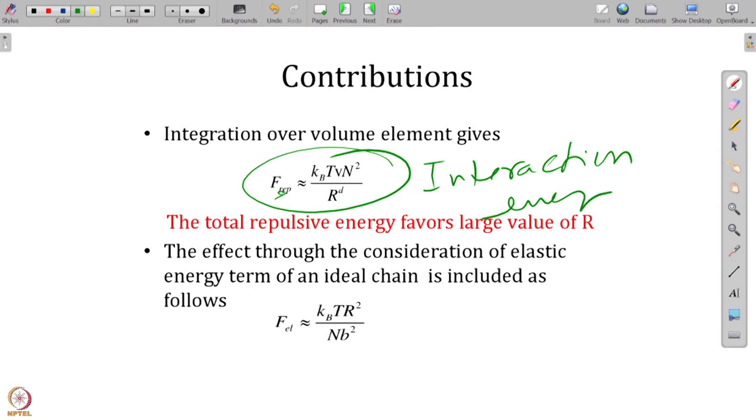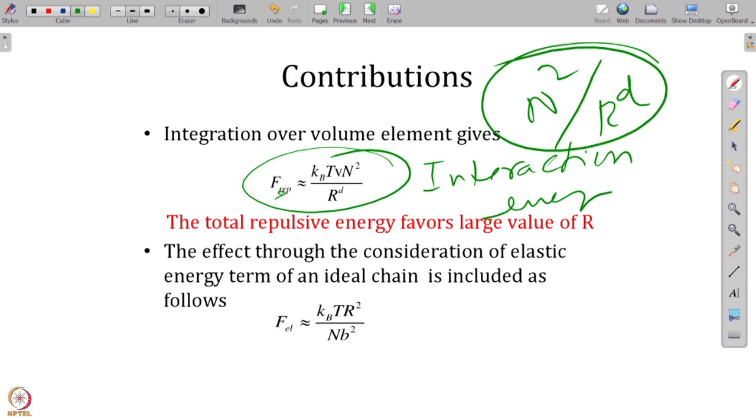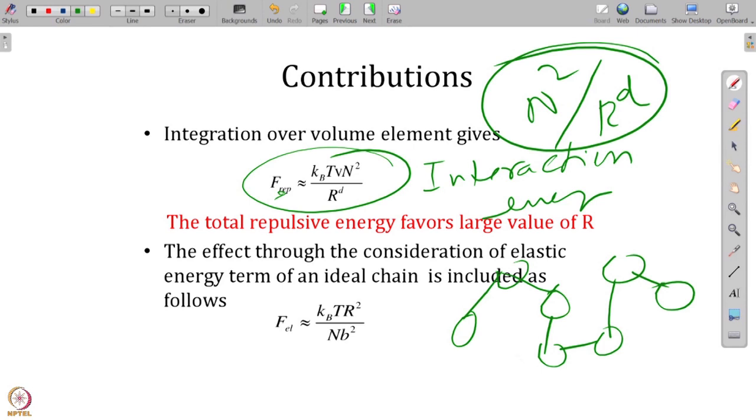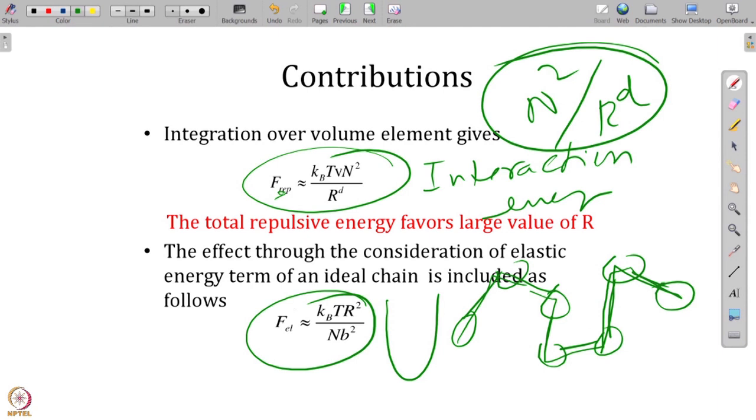So I get mainly the N square by R^d term. We are done in two minutes. However, another interesting thing is that in the polymer, I cannot just swell it, because there is an elasticity through the chain. So it's elastic. I cannot add too much, and that is proportional to R square. There is a potential energy which is like harmonic, and that elastic term goes like R square.